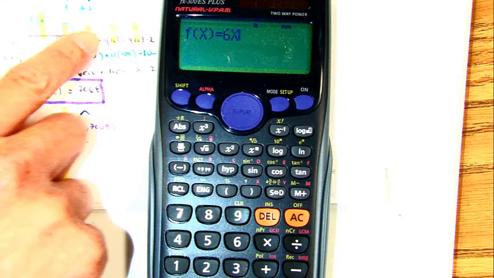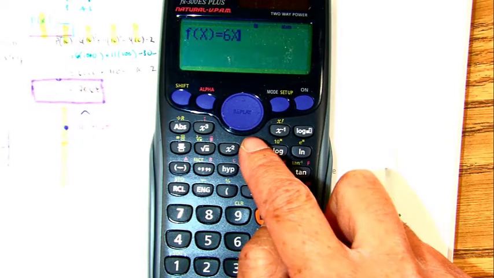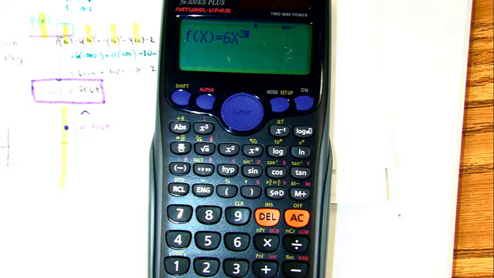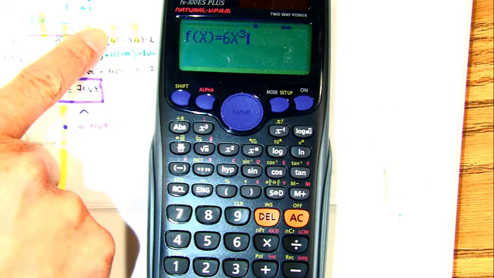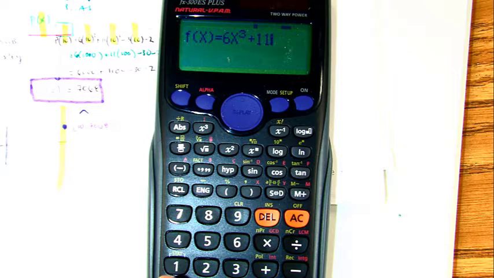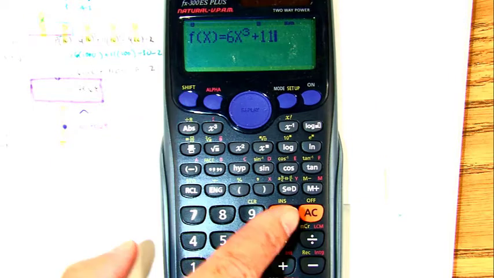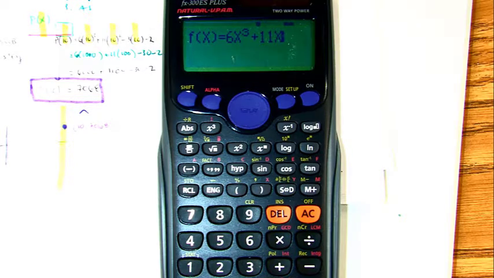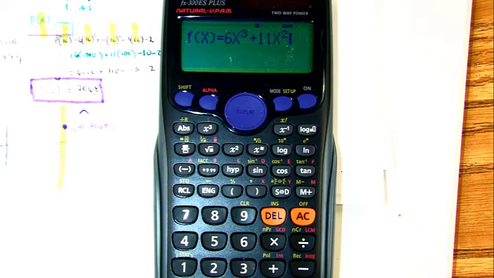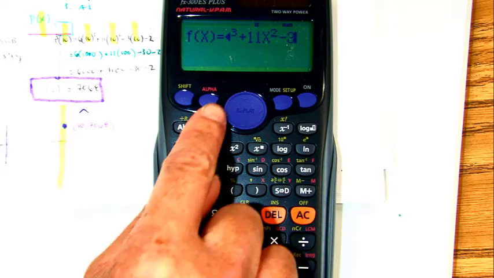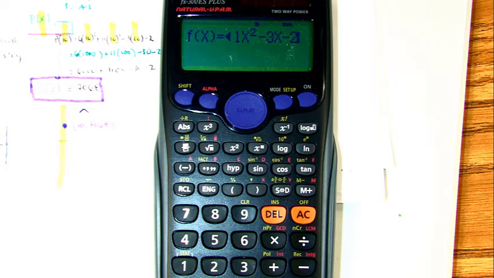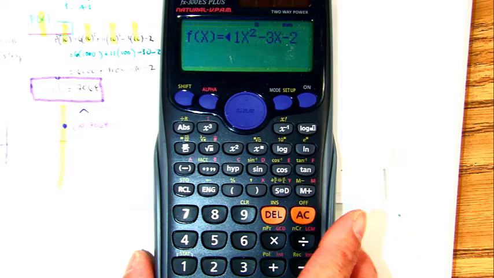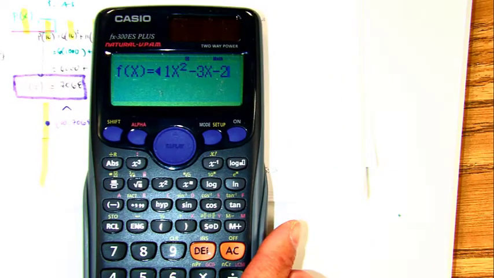And then to get to the power of 3, I'm going to have to type in the exponent. Now to get out of the exponent, you have to press right. So plus 11x squared. Again, the x button is in red, so I press alpha, end parentheses, squared, minus 3x minus 2. So put all that into your calculator. I'm going to press equals.